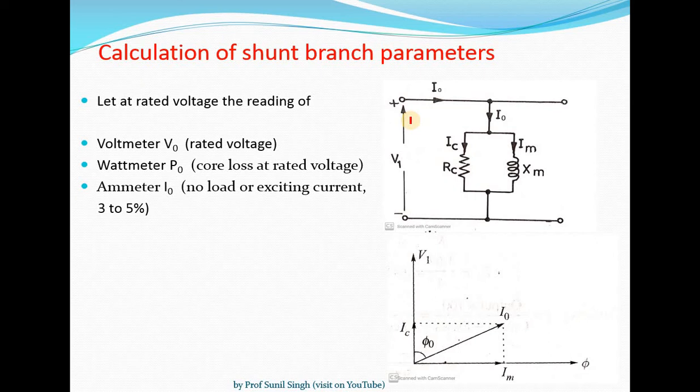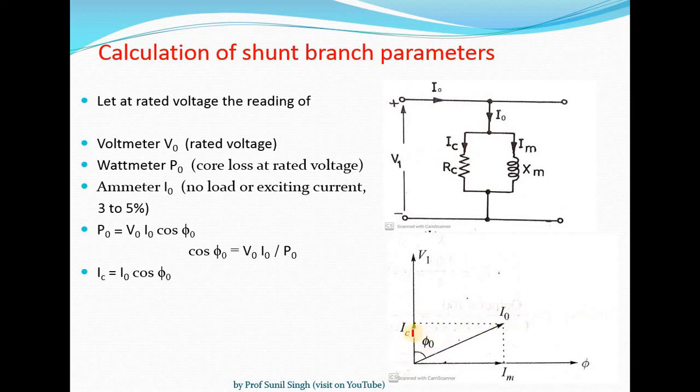Now how to calculate the RC and XM? First, we know that the total power measured here is equal to V1 into I0 into cos phi. So P naught is equal to V naught I naught cos phi naught, where cos phi naught is the power factor at no load. So cos phi naught is equal to P naught upon V naught I naught. So once we have calculated cos phi naught, we can easily calculate the IC and IM. We have already noted down the value of I naught, so the magnitude of I naught is there, and cos phi naught is there.